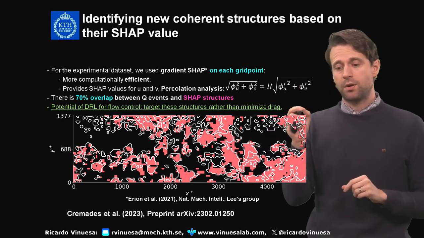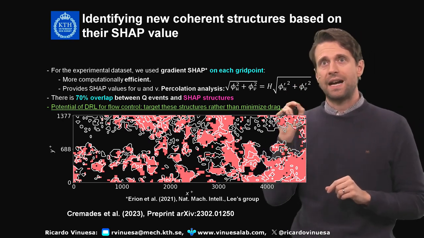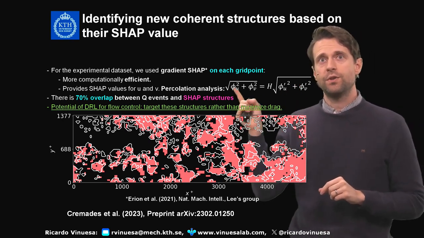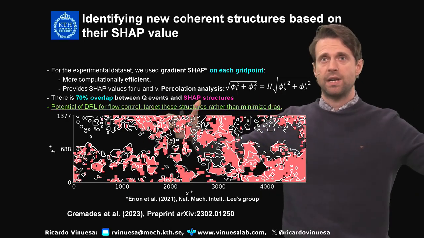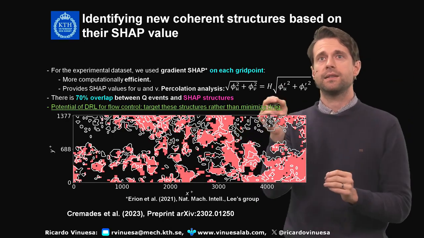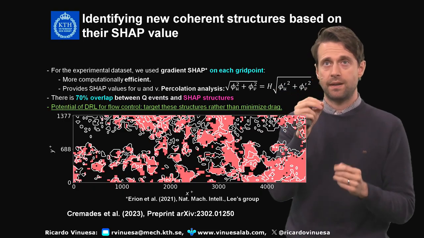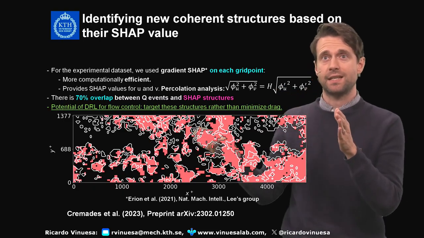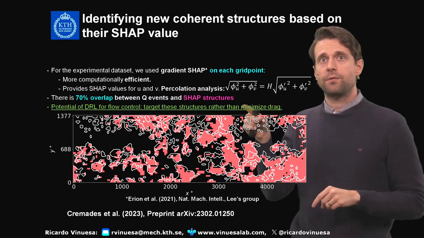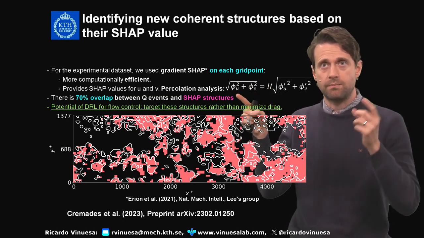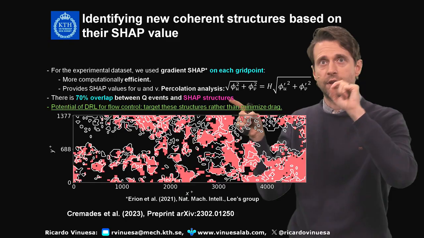The gradient SHAP also computes an importance score for the U and V separately. So we don't get a full SHAP as we had before. Now we have an independent value of the SHAP score for each of the channels separately. This allows us to compute, first of all, over here, some sort of norm of the SHAP by taking into account the SHAP of the U and V components.